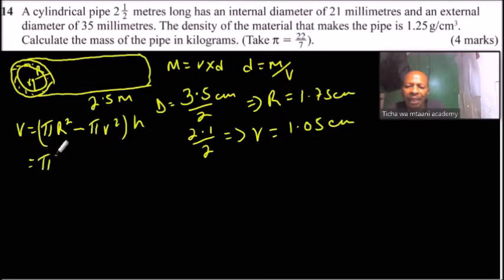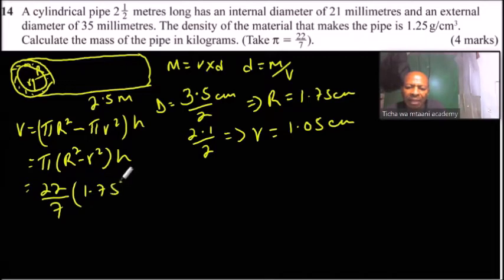Here you can factor out pi. You say it is R squared minus r squared, multiplied by height. So this is equal to 22/7, that is pi, into the bracket, this will give you 1.75 squared minus the small radius squared, 1.05 squared, close the bracket, and we are multiplying by height.